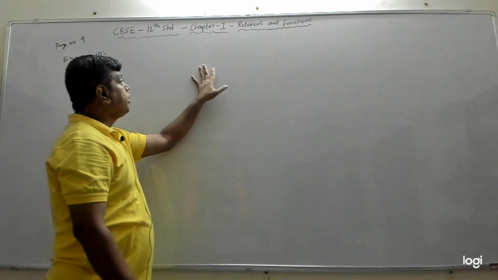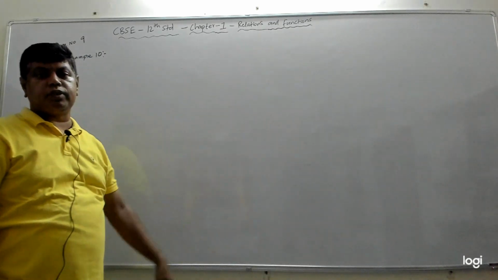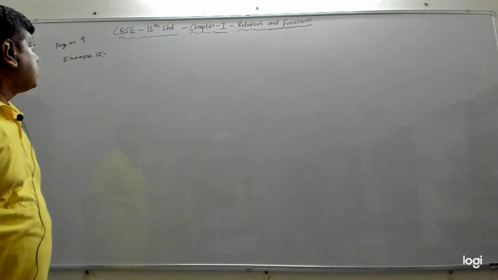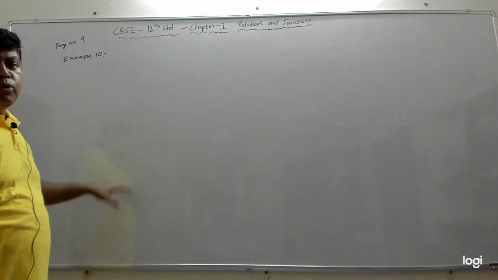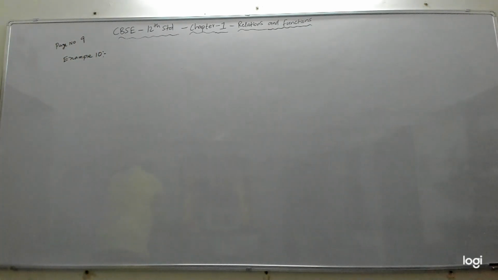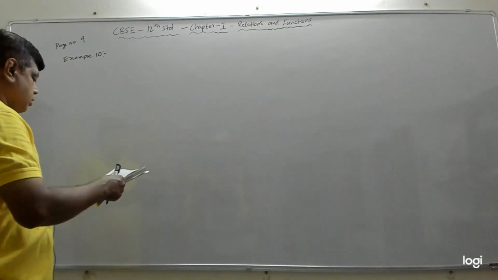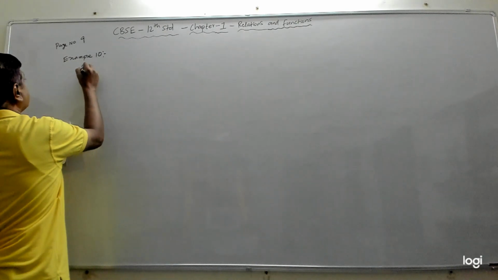In this video, we'll continue with the chapter Relations and Functions, which is the first chapter from your 12th standard CBSE mathematics. We'll continue with example 10 on page number 9 in your textbook. So example 10 is what is given.